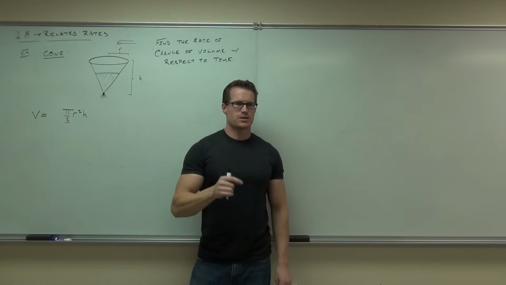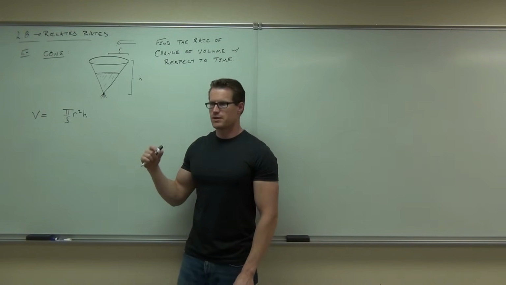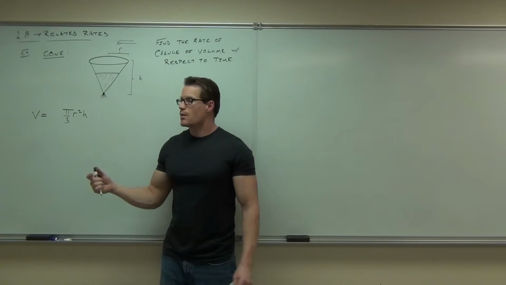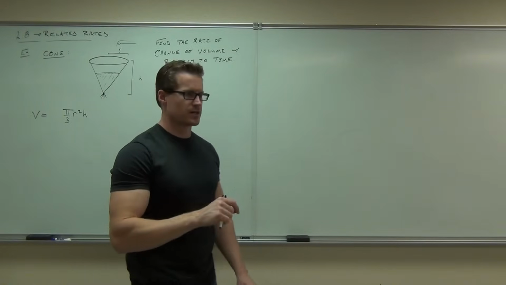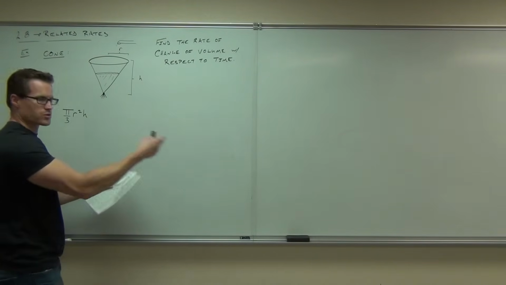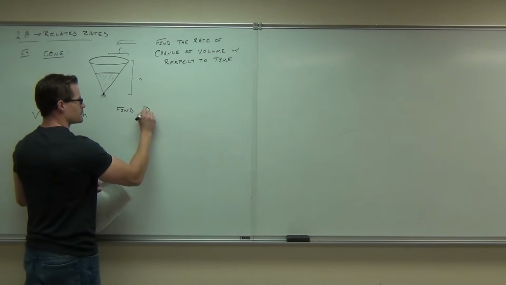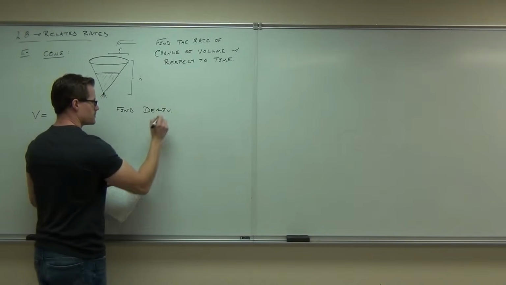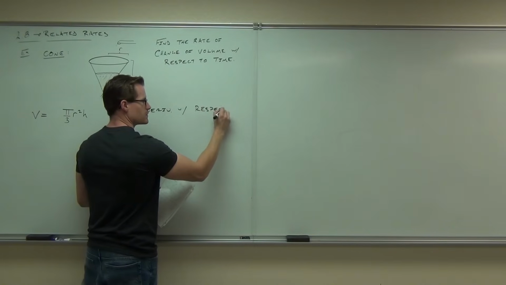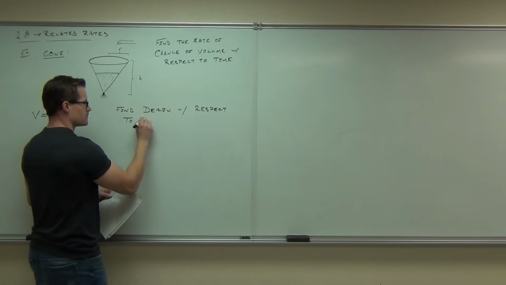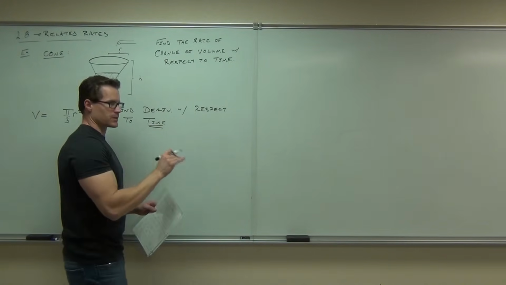Now here's how we're going to use implicit differentiation to our advantage. You can take a derivative of this equation with respect to any variable that you really want to. Now some of them will make sense. Well, we're going to take it with respect to time. So we're going to implicitly derive this formula with respect to time, because that's what related rate does. So find a derivative with respect to time, implicitly.